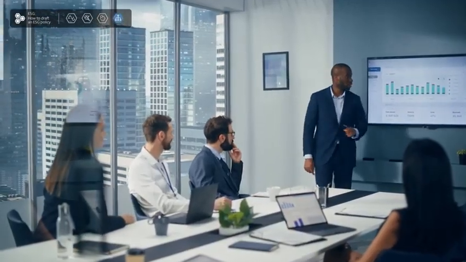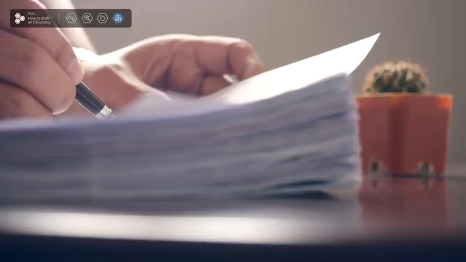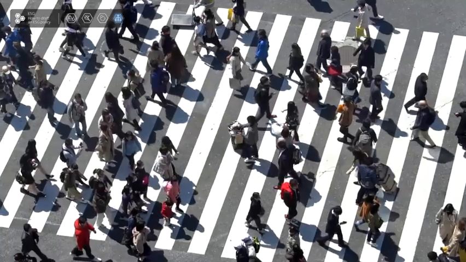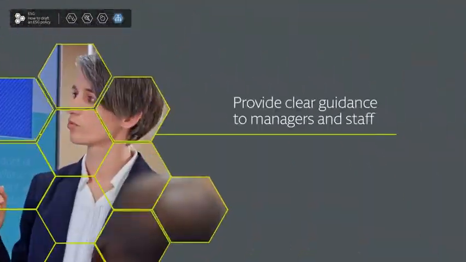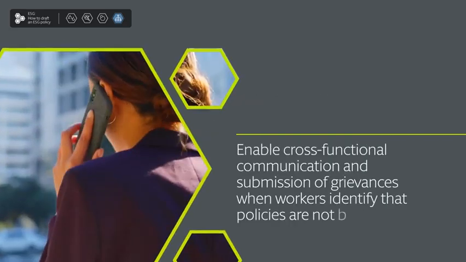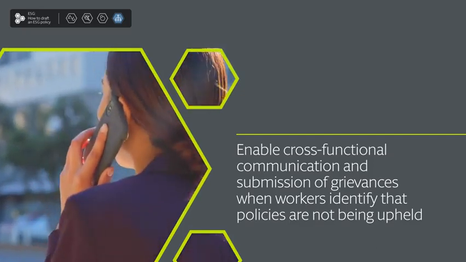Although this type of reflection and research is absolutely necessary, the development and adoption of ESG policies will fail without a strong commitment from leadership. The policy itself is simply a starting point that must be supported by an effective management system in order to become embedded into day-to-day company practices. A mature and responsive management system should provide clear guidance to managers and staff. It should enable cross-functional communication and submission of grievances when workers identify that policies are not being upheld.